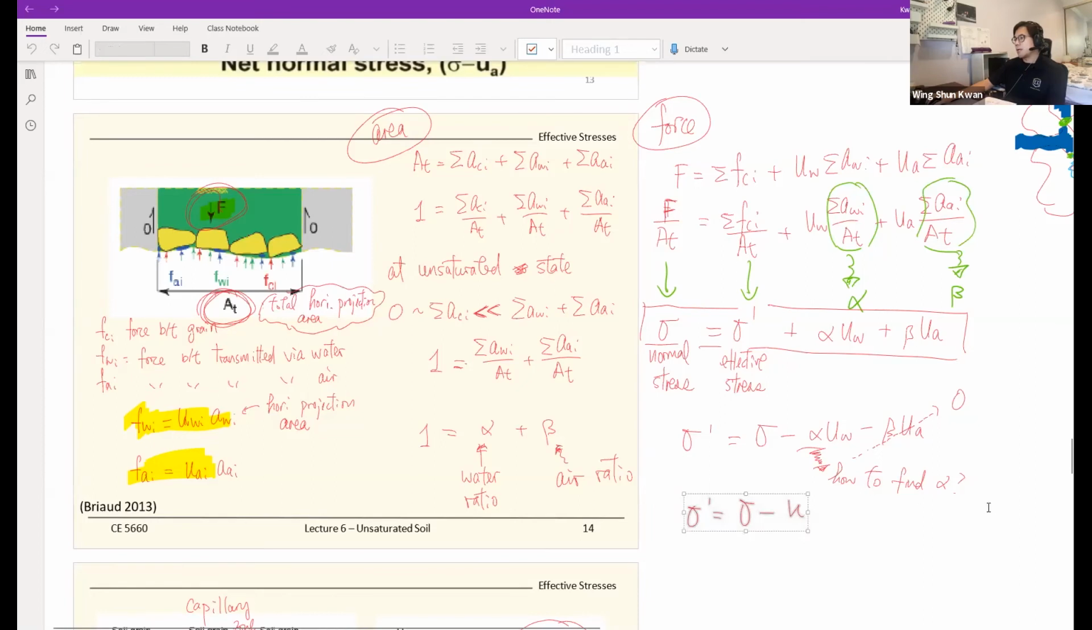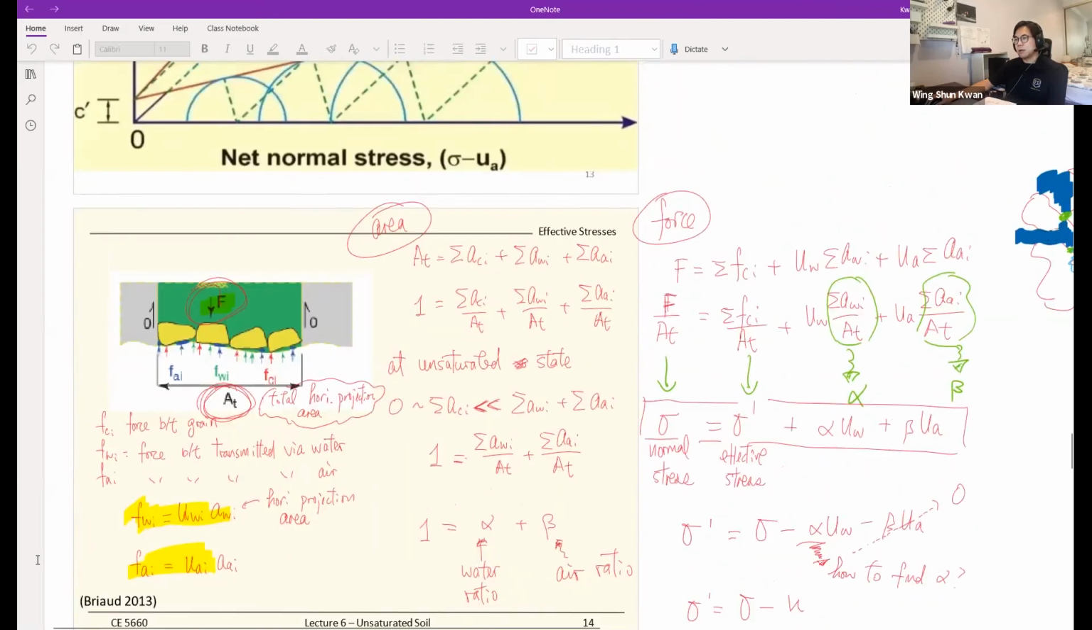But now in unsaturated soil mechanics, the air comes into place. You have 3 different media instead of just 2: air, water, and solid. And things can be much more complicated. Very likely we can calculate effective stress with these equations. So now the effective stress equals the total stress minus the water factor, which is the alpha, times the water pressure. So that is the unsaturated soil mechanics effective stress calculation.